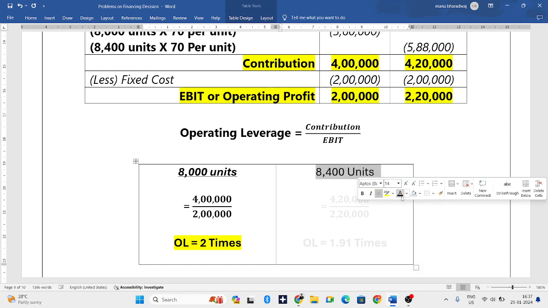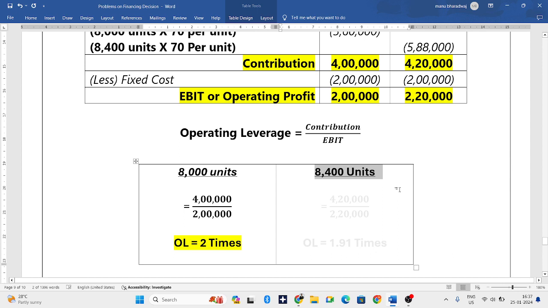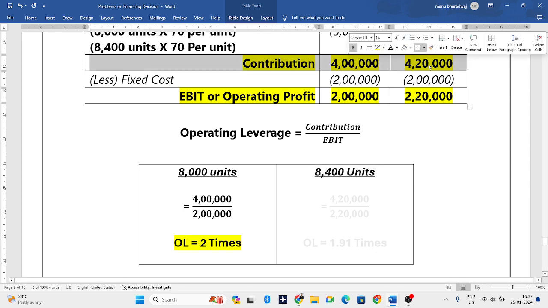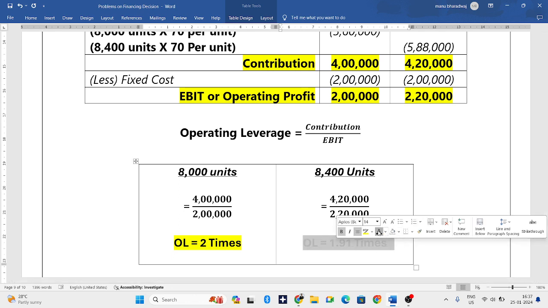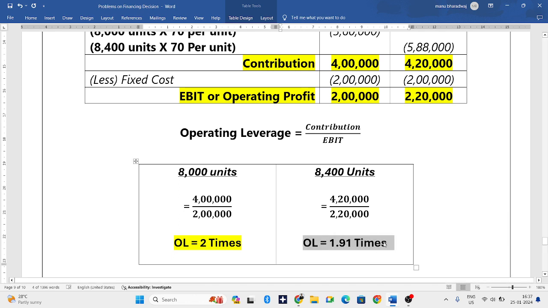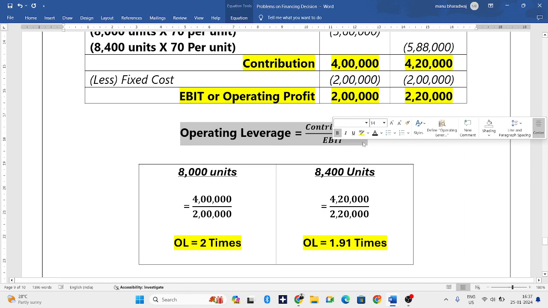The same way we will calculate for 8,400 units. For 8,400 units, the contribution is 4,20,000 and EBIT is 2,20,000. So 4,20,000 divided by 2,20,000 will give us the operating leverage, that is 1.91 times. This is our operating leverage.